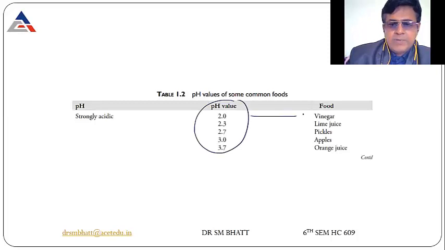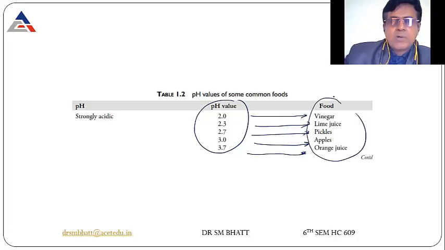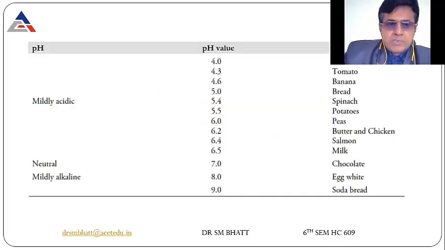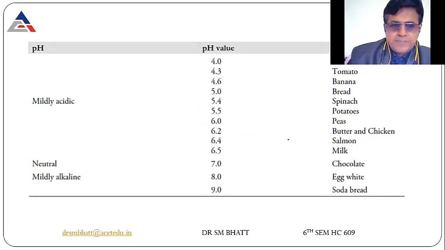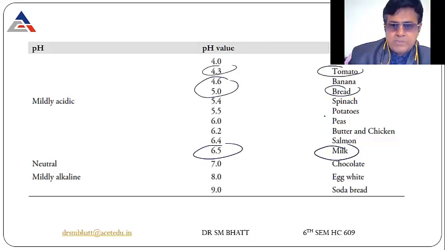pH value 2 for vanilla. 2.3 lime. 2.7 pickle. 3 apple. 3.4, 3.7 orange juice. These are the very strong acidic pH foods. Okay. So similarly, milk is a mild acidic food. Right? Bread, banana, this is a mild acidic food. Tomato, mild acidic food. Peas, potato, mild acidic food. Okay. Butter chicken, mild acidic.